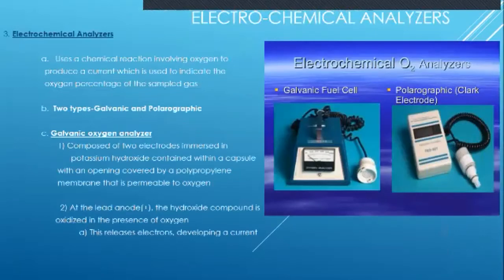All right, just a couple more and we're done. Electrochemical analyzer. This is the third type. Now, the electrochemical analyzer has two subcategories, galvanic and polarographic. Galvanic and polarographic are two types of electrochemical analyzers, okay? The electrochemical analyzer has two types, the galvanic and the polarographic. Both of these are electrochemical O2 analyzers.